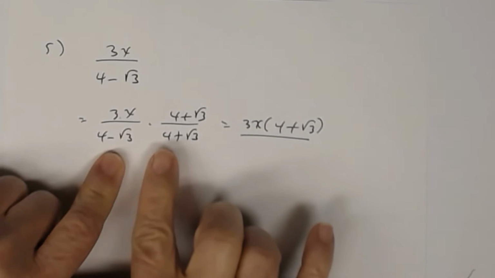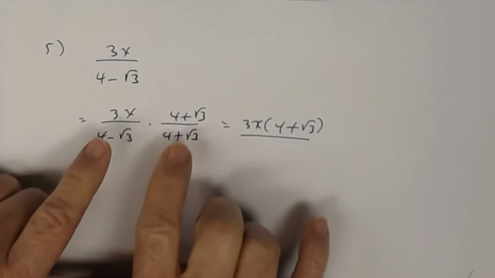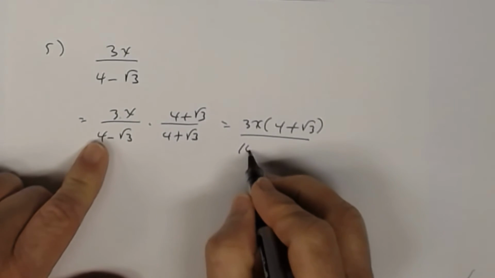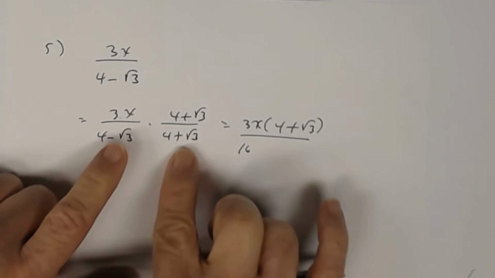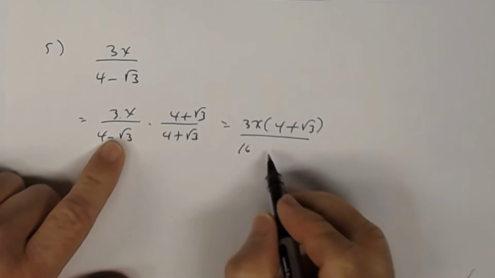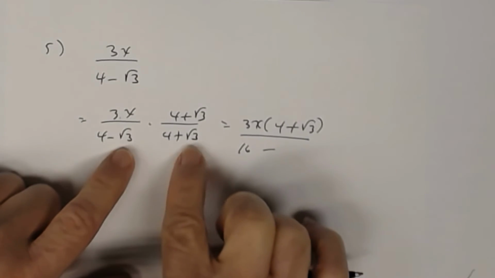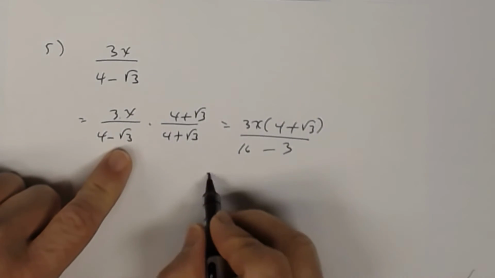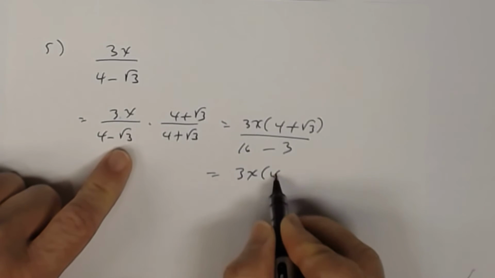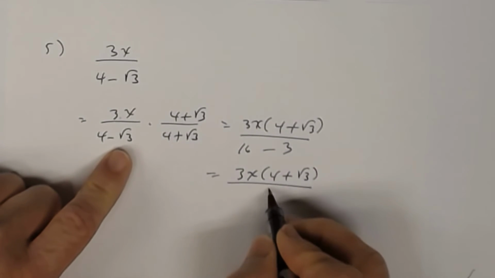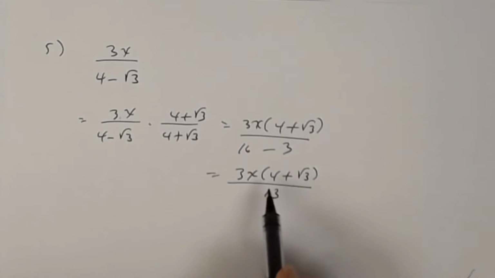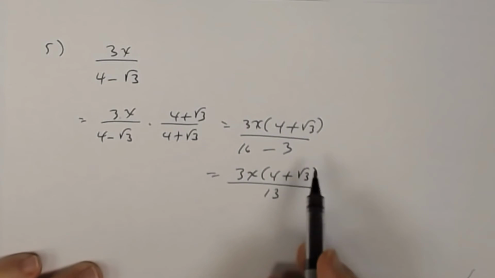go ahead and rationalize the denominator. Multiply this out. 4 times 4 is 16. The outer and the inner will become 0. And so you have a negative times a positive is a negative, and then the square root of 3 times the square root of 3 is 3. So I get 3x times 4 plus the square root of 3 divided by, and then 16 minus 3 is 13. And then let's go ahead and distribute.